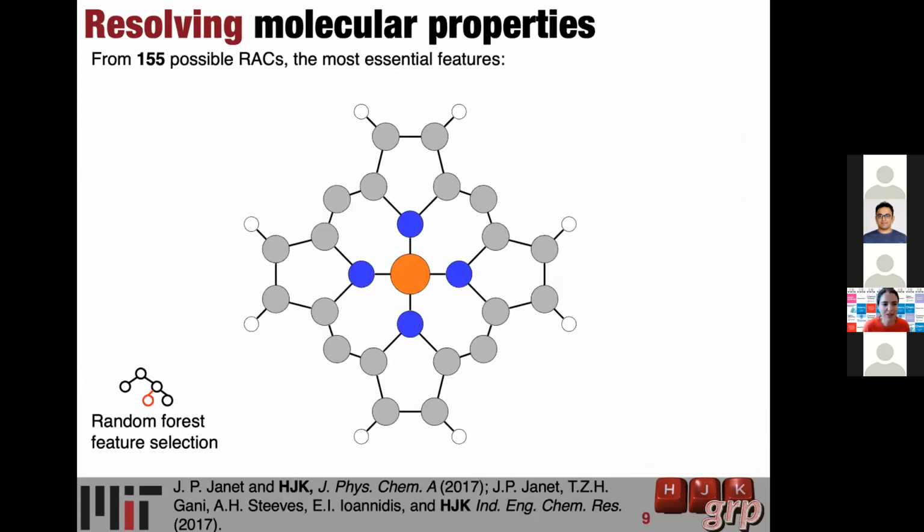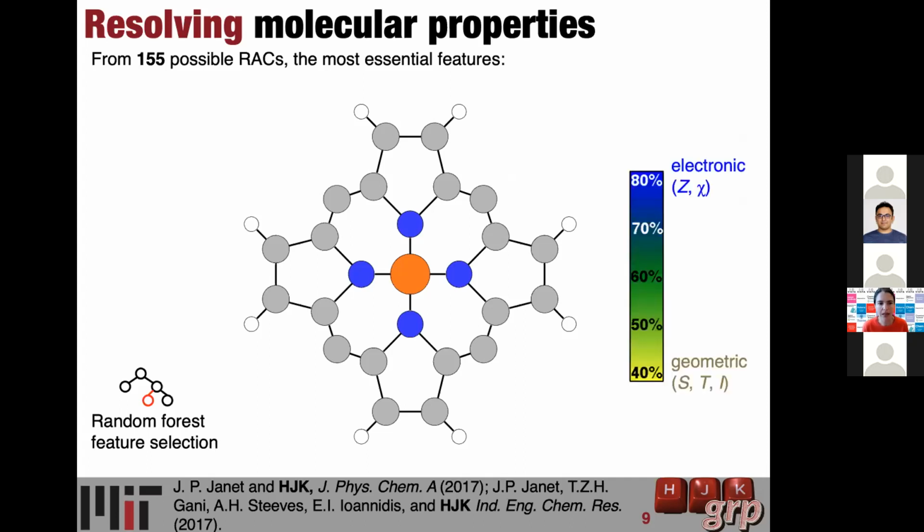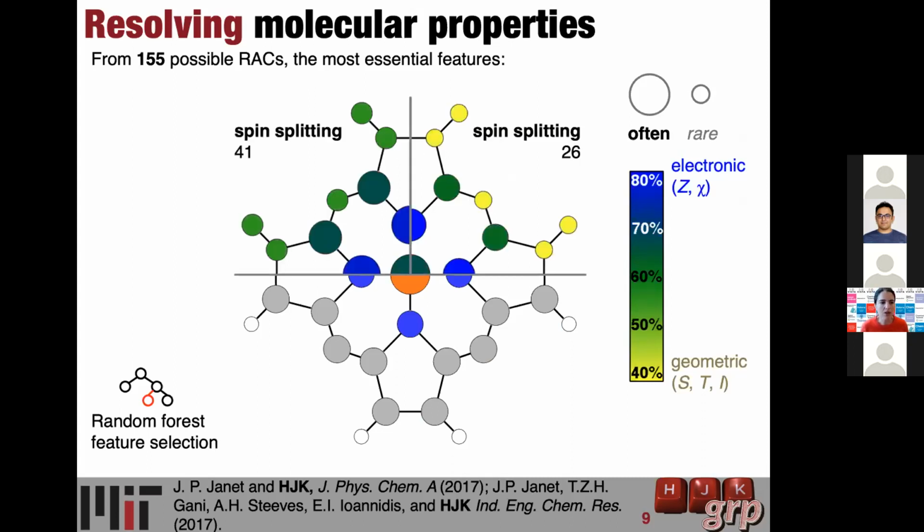But what we like to do early on is take a look at using random forest ranked recursive feature addition, what features are most important to make property predictions. And this is going to be an abstraction here on a porphyrin. And what I'll do is I'll color atoms again, more blue if more electronic descriptors are essential for them, yellow if more geometric descriptors are important. I'll make them large if they are important in the prediction and small if they're unimportant. So the spin splitting larger set on the left is a superset of what's in the spin splitting URAC 26 set on the right.